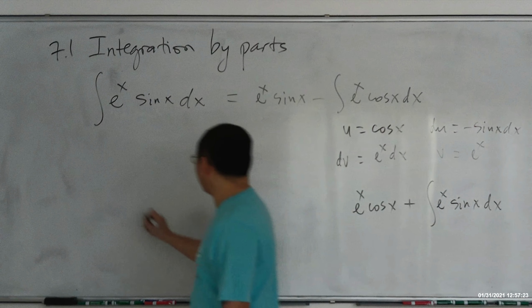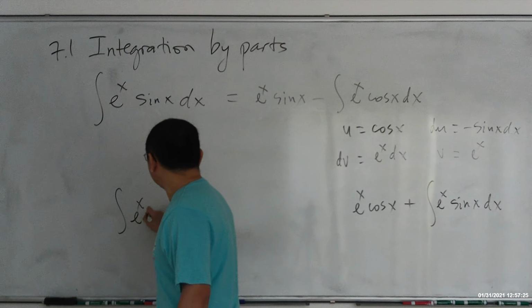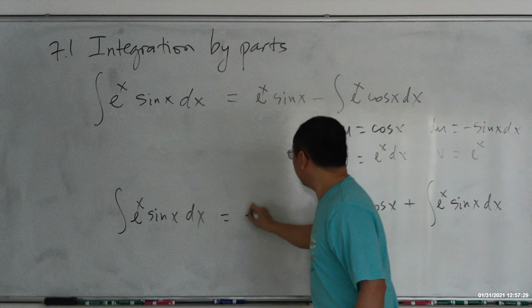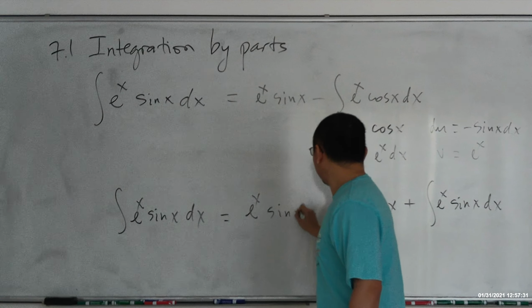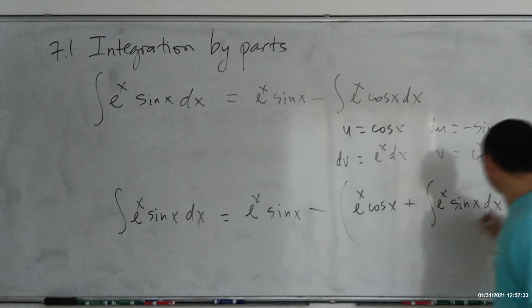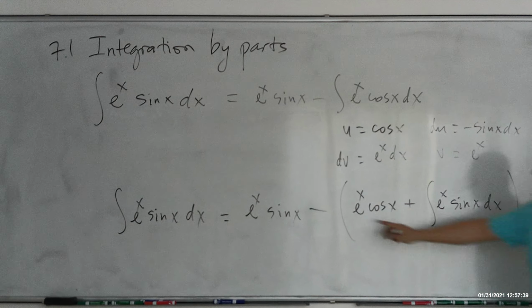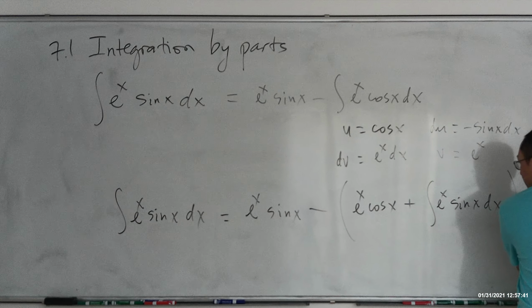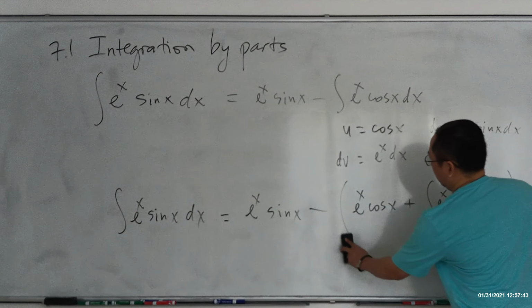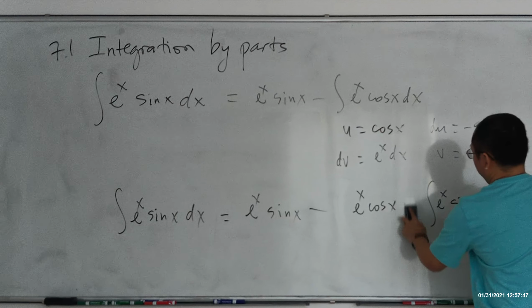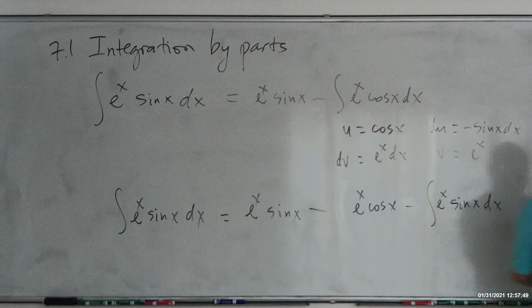So this problem becomes what? The integral of e to the x sine x dx equals e to the x sine x minus the whole thing right here. Subtract that integral, it is equal to this. And then I can distribute the negative sign into the two terms. I subtract this, and then the negative distributed to the second term becomes minus.